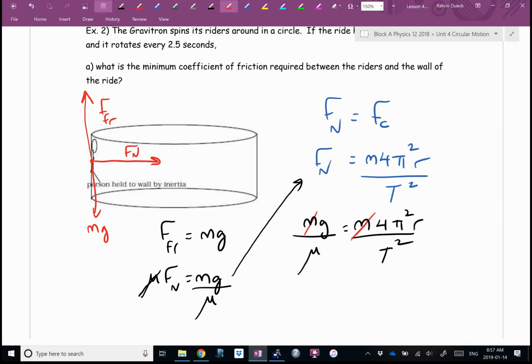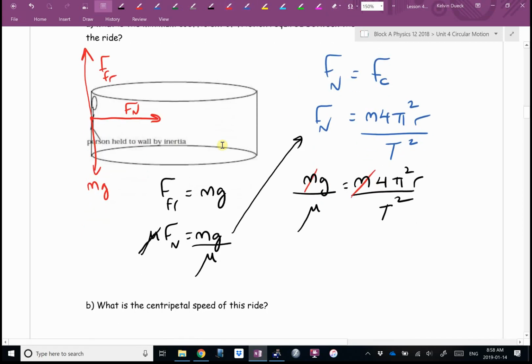Is that all right? Here, we're trying to get the mu. Where is the mu right now, Victor? Let's multiply it to the top, move this to the bottom, and this T squared to the top. I think I can go like this: g T squared over 4 pi squared r. I think that equals mu.